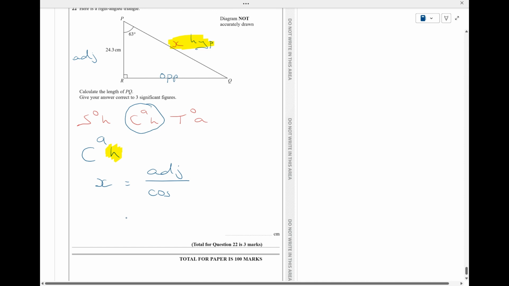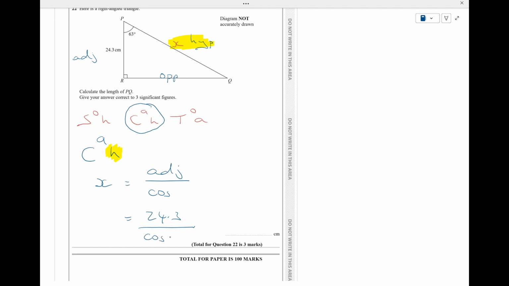So I'm going to do x is the adjacent, 24.3, divided by cos 63. Stick that in my calculator, and that will be my answer. Let's have a look. 24.3 divided by cos 63 equals, give your answer correct to 3 significant figures. Well, my whole answer is 53.5525, and so on. 3 significant figures, cut off here. Does it round up? No, it doesn't. 53.5 is my answer for question 22.